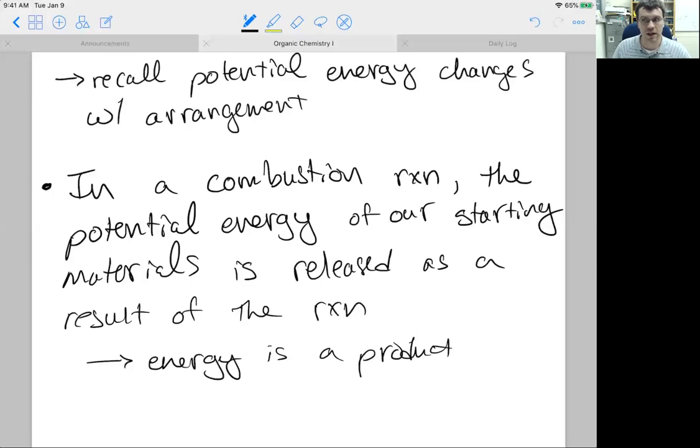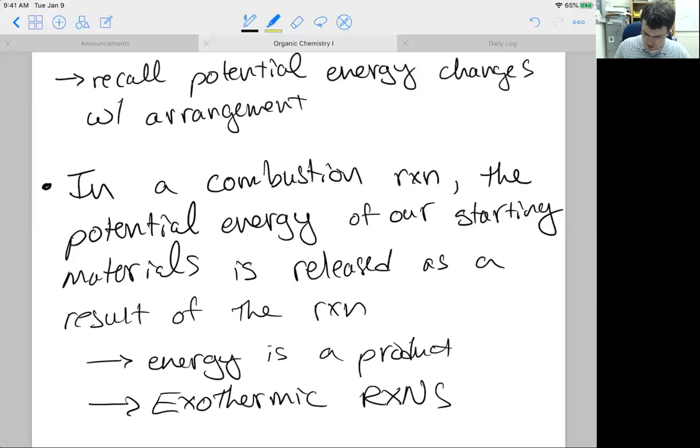Not saying we all shouldn't bike more or something like that, but I'm just saying that's what we do combustion reactions for. We do it for the energy, and it's not the energy in the system, it's the energy as it's released from the system to the surroundings. So reactions like this, where energy is a product, where energy is released, these are called, big buzzword here, exothermic reactions or chemical processes.